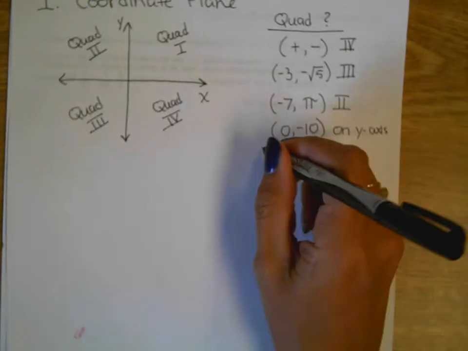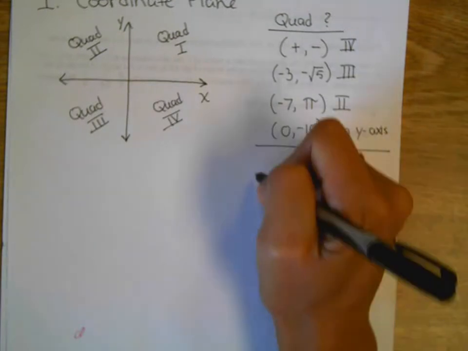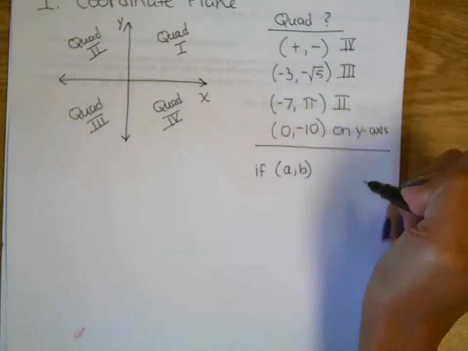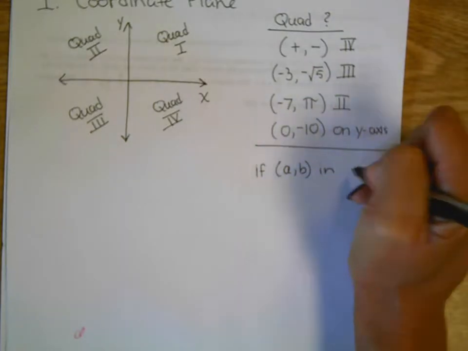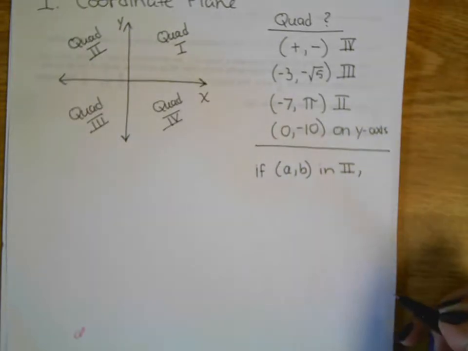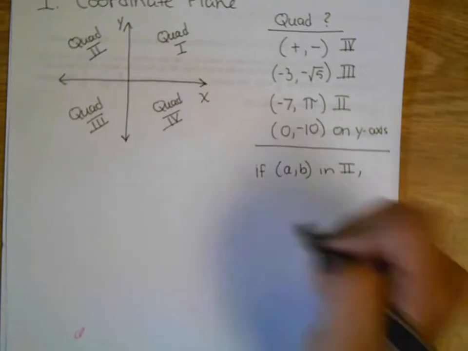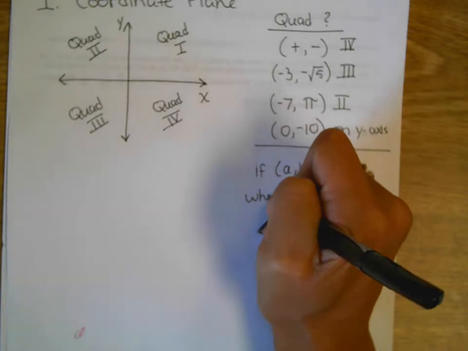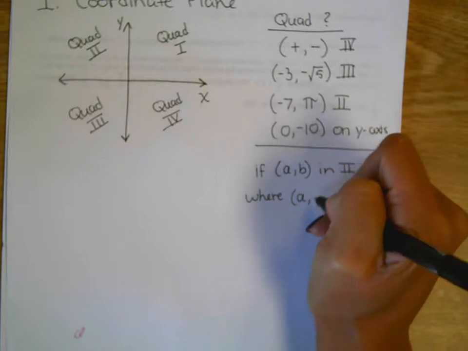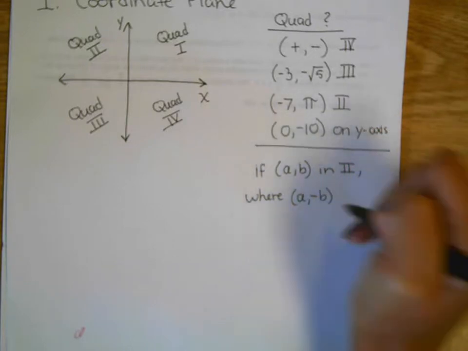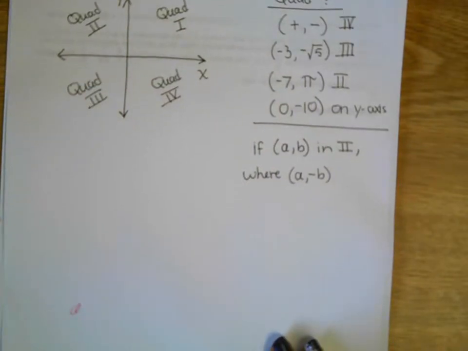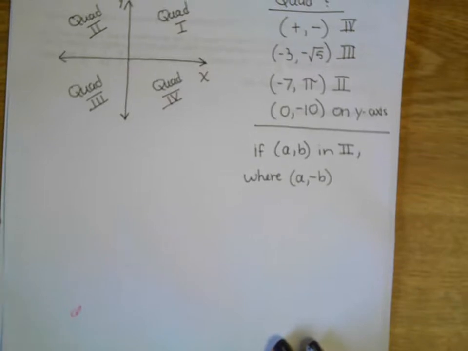Okay. Second part of this. If point (A, B) is in quadrant 2, then which quadrant would (A, negative B) be in? 3. He's quick. See, I wouldn't have. You would too.